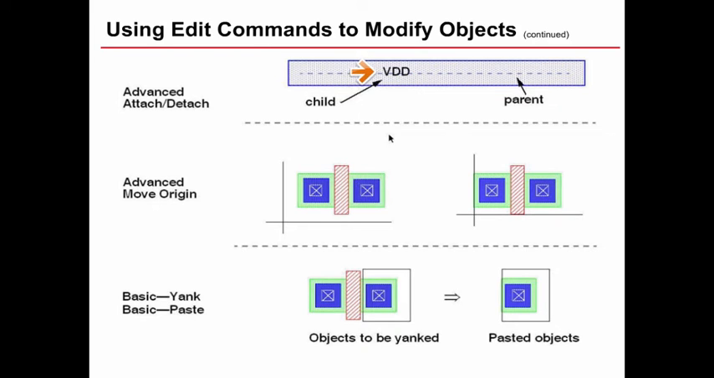So if you needed to move this VDD down to the edge, that'd be okay, because you could move the child with respect to the parent, but when you move the parent, the child will follow.